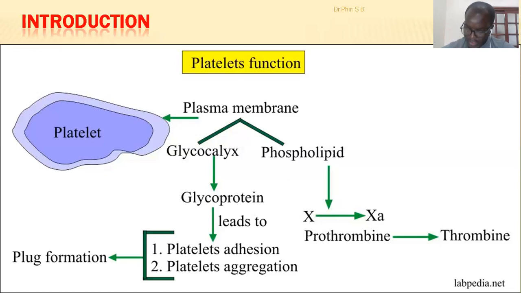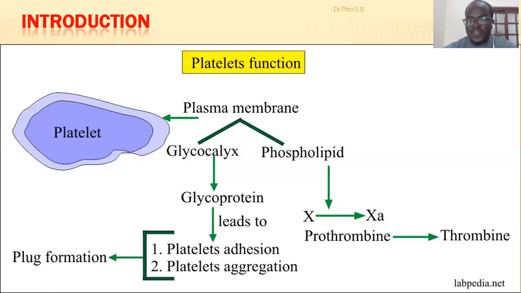And glycoprotein 1B is the one involved in adhesion. So for adhesion, you have glycoprotein 1B that can bind to von Willebrand factor. Then you have glycoprotein 2B and 3A involved in platelet aggregation. They are able to bind to other glycoproteins, so that you have aggregation of platelets, forming a stack of platelets. The phospholipids, like I said, are involved in activation of certain factors.